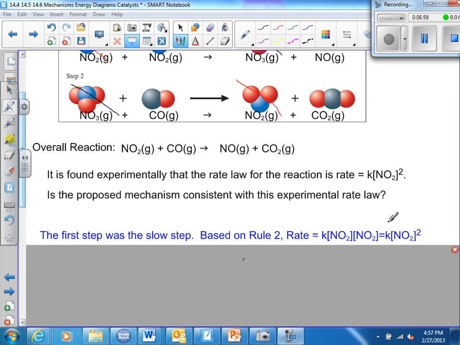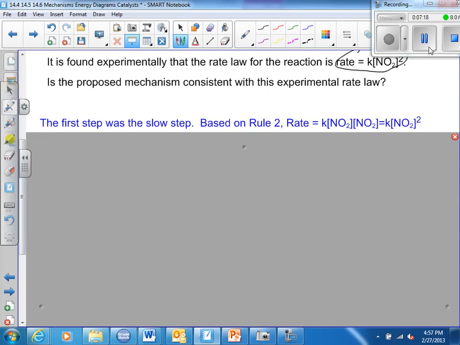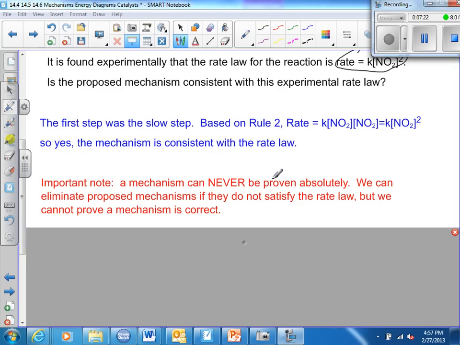So it looks like we were consistent with the rate law, because the slow step was step 1, based on that rule 2 in the mechanism. The rate would be K times NO2, which is NO2 squared, and it matches. And that means that this mechanism, the proposed mechanism, is consistent. It does not mean it is proven to be. Okay, so the mechanism is consistent with the rate law.